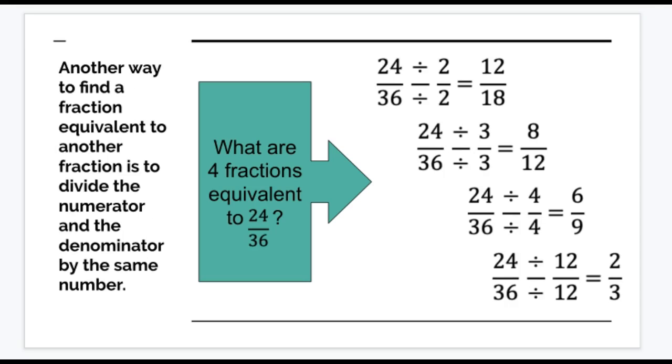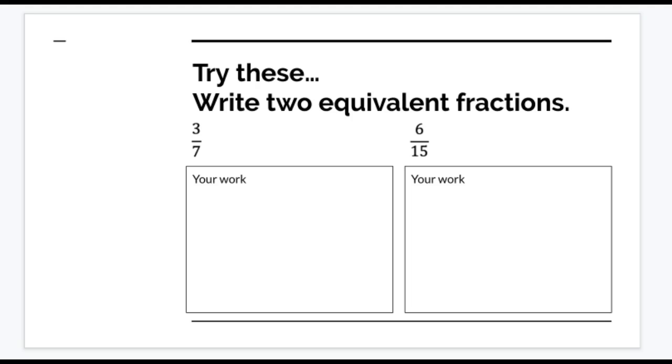Let's keep it pushing. Another way that you can do that is by dividing, okay? So you got 24/36. If we divide both of those by 2/2, you get 12/18. If you divide by 3, you get 8/12. All of these are the exact same fraction. They're equivalent fractions.